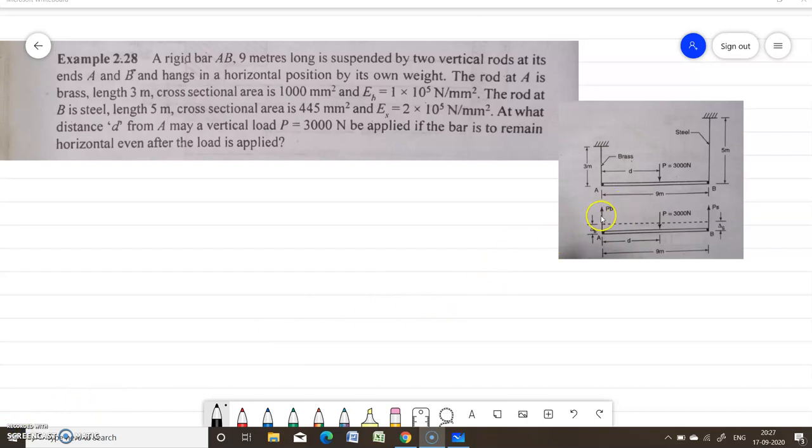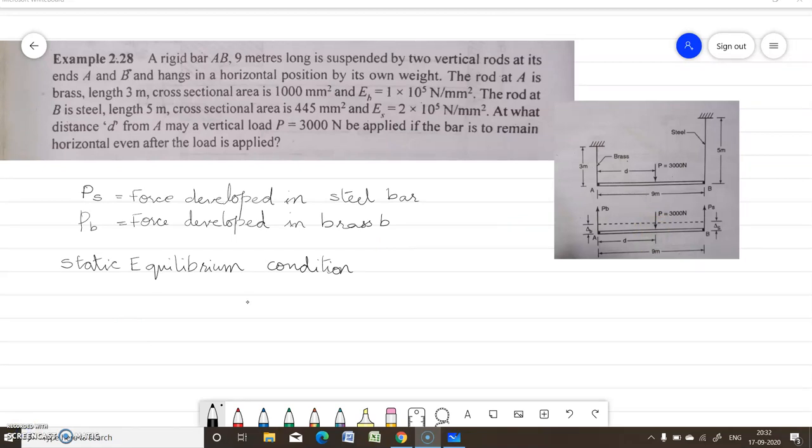Now let us draw the free body diagram of this bar. Let PB be the force developed in the brass bar and PS the force developed in the steel bar. The bar AB and its free body diagram is shown here. On the brass rod there will be a tension acting upwards, and on the steel rod there will be tension acting upwards, and this load P is acting downwards.